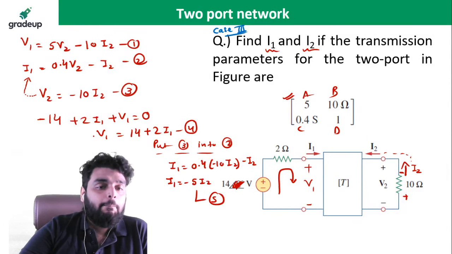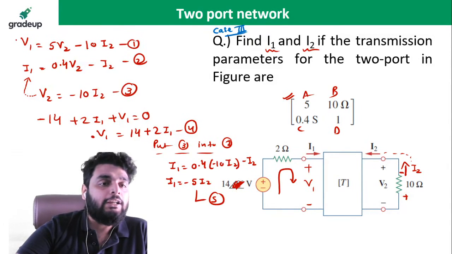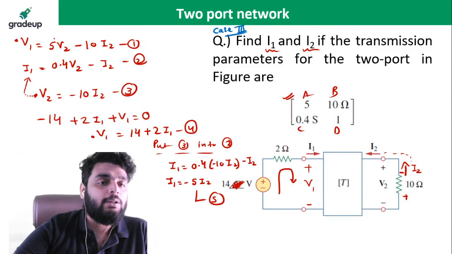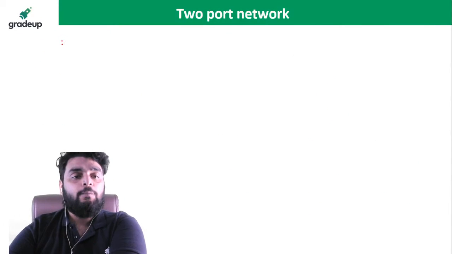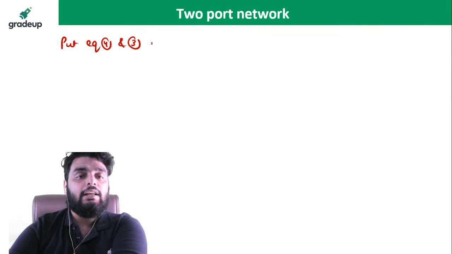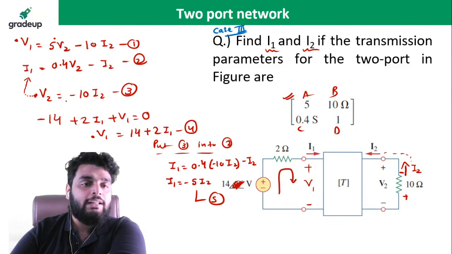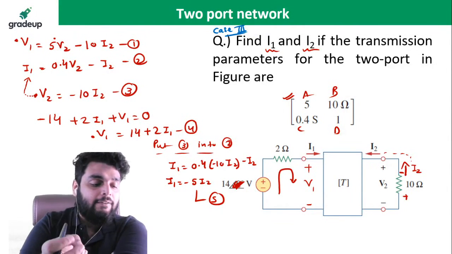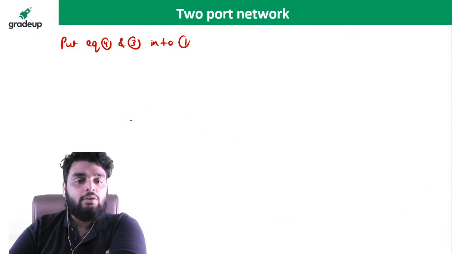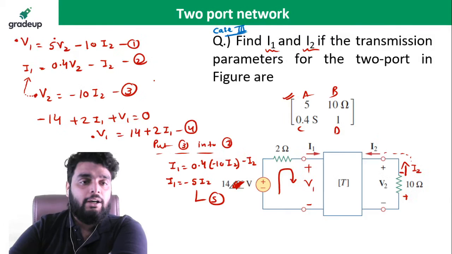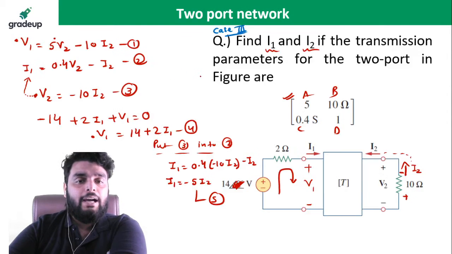Now what do we do? Put equation number 4 and equation number 3 into equation number 1. Why? Because when you put equation number 4 and equation number 3 into the first, the whole equation will come out in I1 and I2 again. So here I will write 14 plus 2 times of I1 is equal to 5 times of V2.